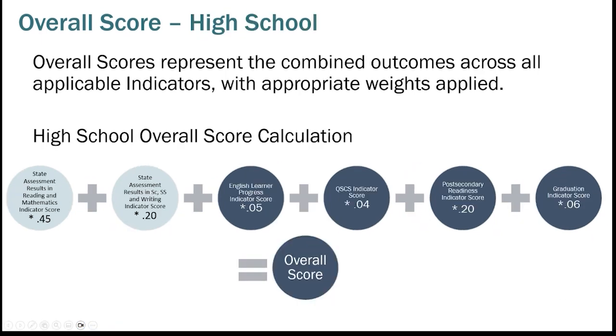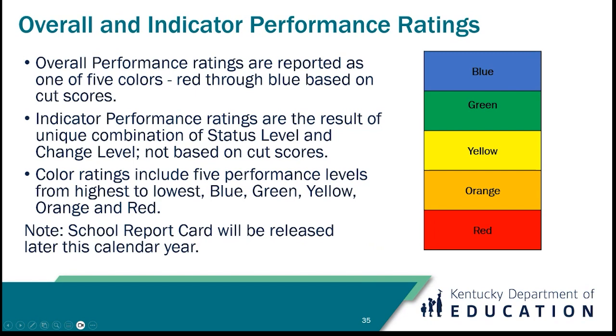And finally, for the high school calculation, you will use the weighted indicator scores for reading and mathematics, science, social studies, and combined writing, EL progress, quality of school climate and safety, post-secondary readiness, and the graduation indicator to determine the overall score. The overall performance rating combines performance on the state indicators for elementary, middle, and high schools.